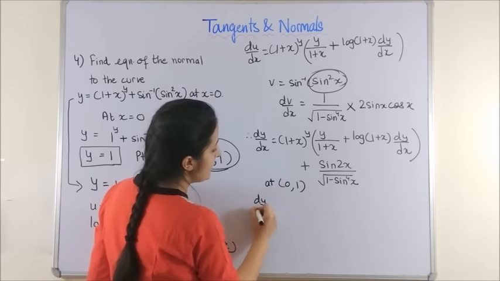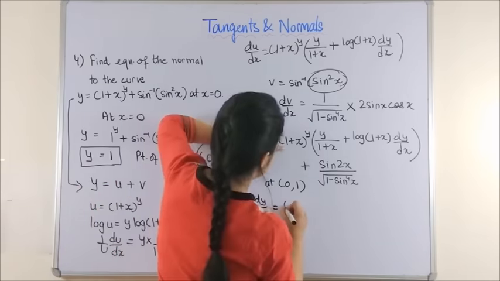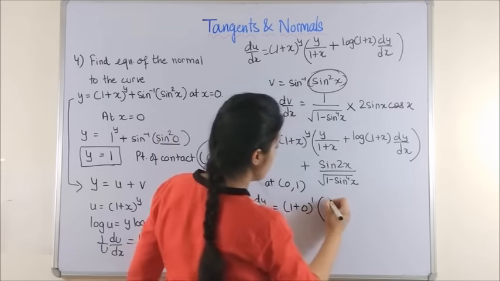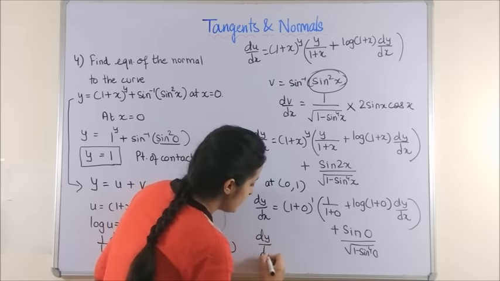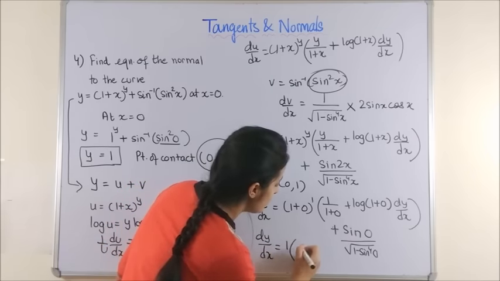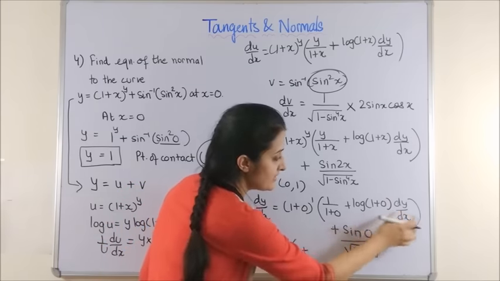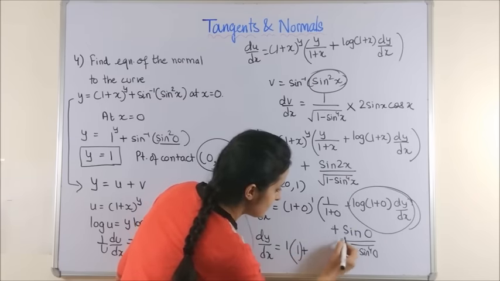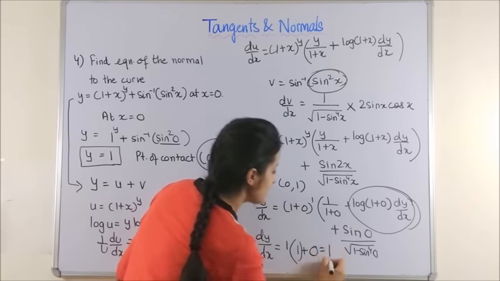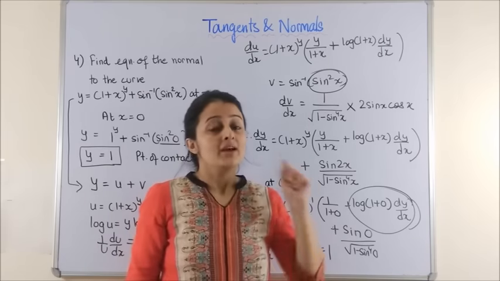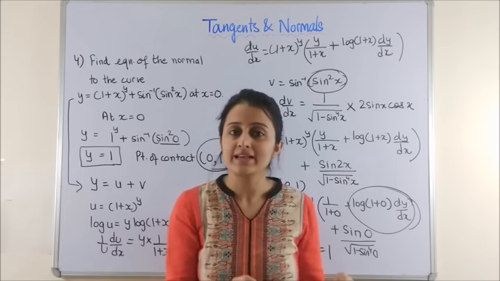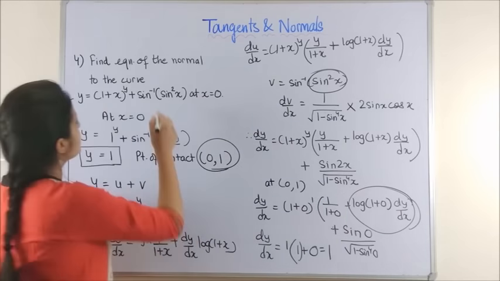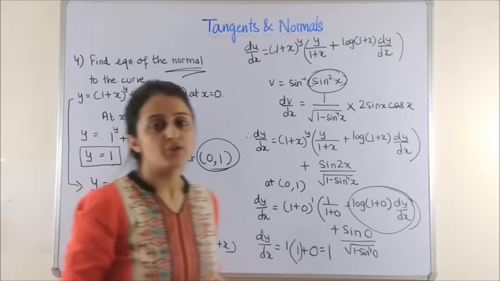So our dy by dx, if I replace x with 0 and y with 1 everywhere, becomes 1 from here. This is 1 plus log 1 is 0, so this term vanishes, plus you get 0 again. So dy by dx in short gives us the answer 1. But please remember, dy by dx at the point of contact gives us the slope of tangent, and we are looking to find the slope of normal.